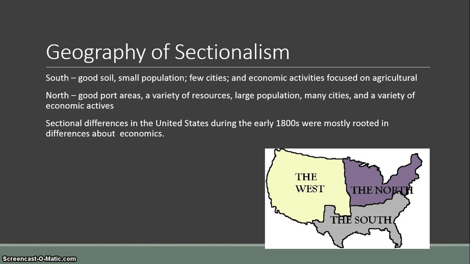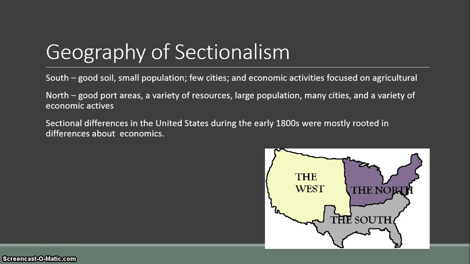They could ship it to wherever they want. So the North had tons of different industrial products, a variety of different products. This is going to help out the North in the Civil War because having so many different products, they're going to be able to dominate the war effort.